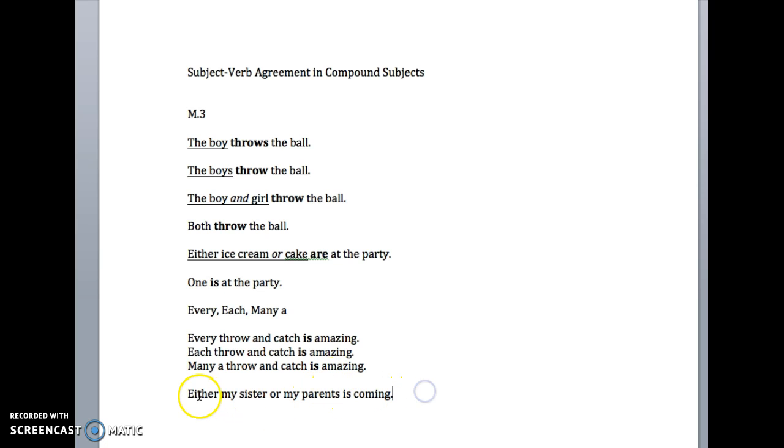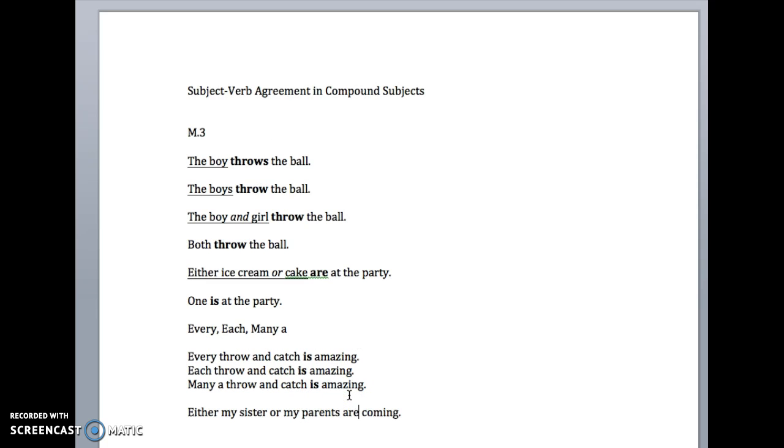Okay, so here we have either and or, right? So we should use "is" because it's singular. But the problem here is that the second thing is "parents." So if you say this out loud, "either my sister or my parents is coming," that makes no sense at all. It just sounds so awkward that we're going to allow this.